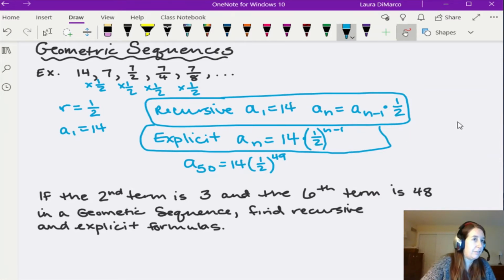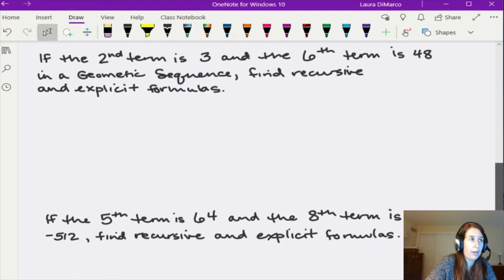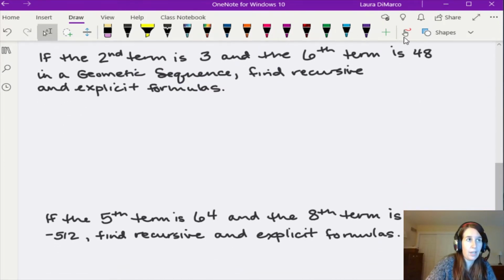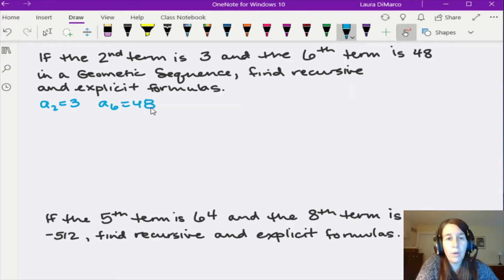All right, now next problem gets a little more complicated. This is the same type we did in our arithmetic sequences, so we have to see how those work in geometric as well. We're given the second term is 3 and the sixth term is 48, and we know it is geometric. So let's see. We know a sub 2 is 3 and a sub 6 is 48. We don't know a sub 1 and we don't know r, but we do know it is a geometric sequence.